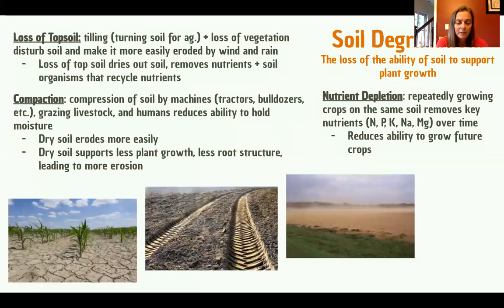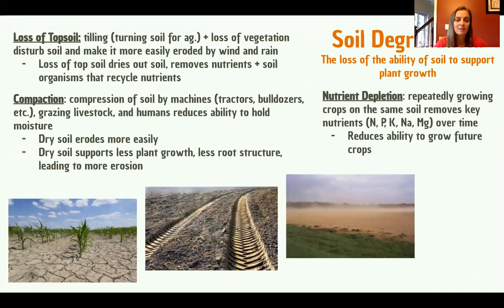Okay, so we've talked about what soil is. We've talked a little bit about why it's important. Now we're going to talk about some of the things that make soil less valuable, that degrade our soil. When we talk about soil degradation, we're talking about the loss of the ability of soil to support plant growth. So soil degradation frequently does impact the ability of soil to filter water. But when we talk about degradation, we are usually specifically focused on the inability to support plant growth.